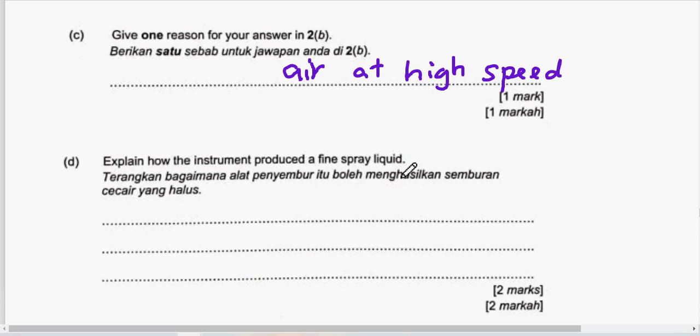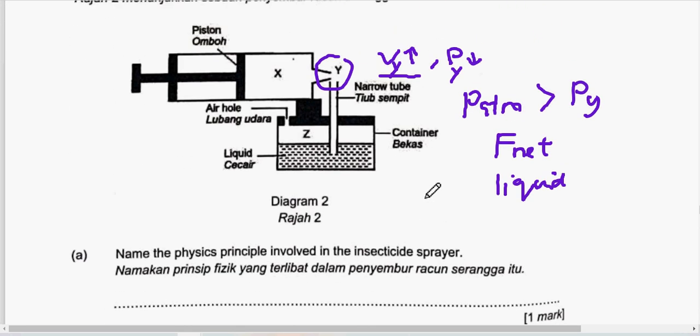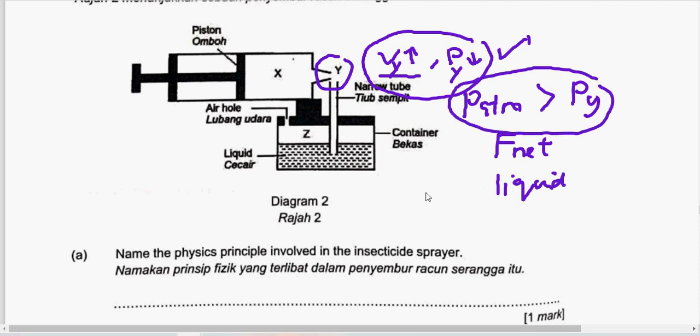Yes, a fine spray of liquid. With this answer, actually they can give you more marks here, but the maximum marks is 2. So like this you already get the first mark. And this one can also get a mark when you say the atmospheric pressure is bigger. And then the net force that pushes the liquid up is also a mark. So the maximum will be 2 marks.